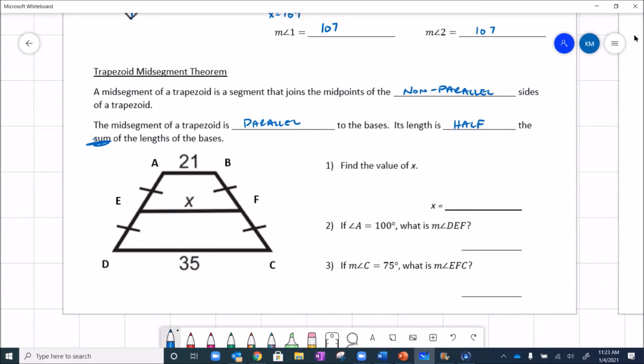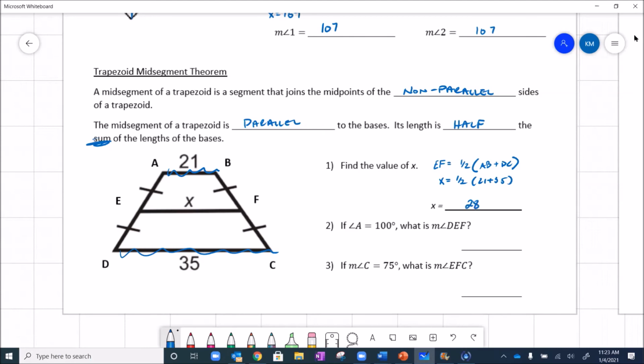So here we want to find the value of x. x is the mid-segment. To find x, I could say EF equals half the sum of AB plus DC. So you notice I'm taking base 1, base 2, and adding those together, and then multiplying it by half. So x equals 1/2 times 21 plus 35. That's 56. Half of 56 is 28.